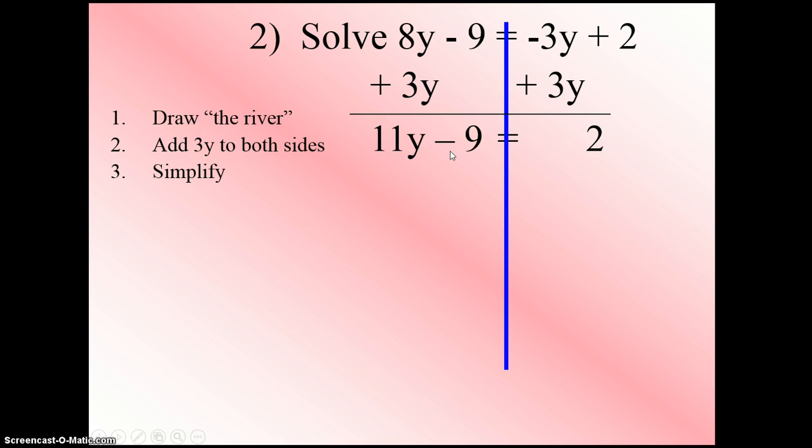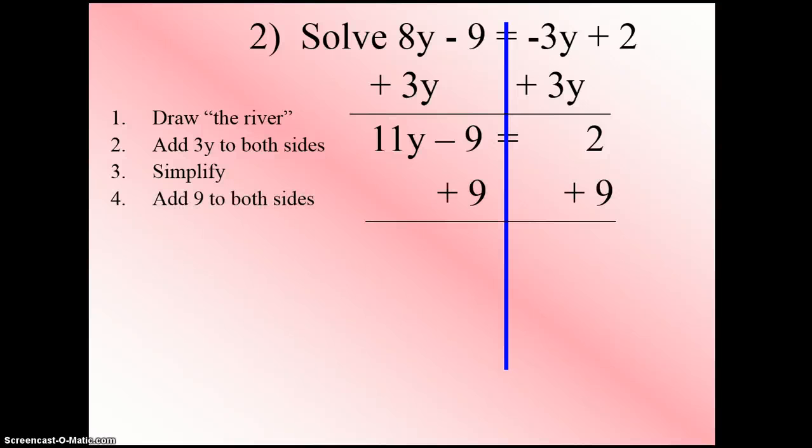The way I'm going to peel it away is, again, negative 9. How do I get rid of it? The opposite of negative 9 is to add 9. So I'm going to add 9 to both sides because what you do to one side, you must do to the other. So a negative 9 plus 9 cancels each other out, leaving you only with 11y. And then, of course, 2 plus 9 is 11. So when I simplify, I have 11y equals 11.